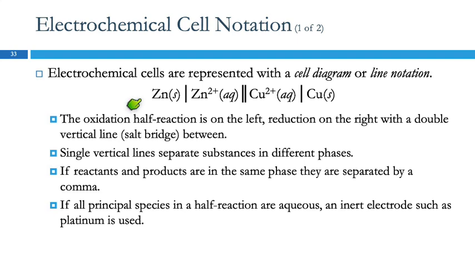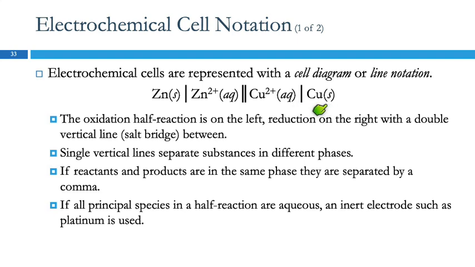On the left, we have a zinc electrode, so solid zinc, and zinc ions. These are in different physical states, so we separate them with a line. Over on the right side, we have copper ions and copper solid. Those are in different phases, different states, so we separate them with a line. If you have two things that are in the same phase, they're just going to get separated by a comma.